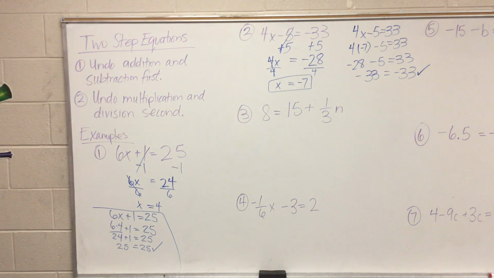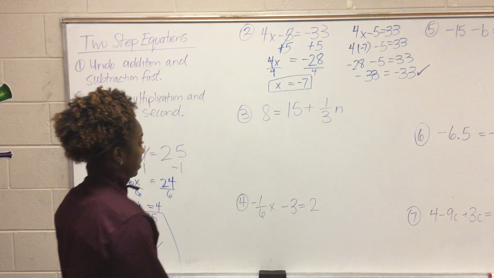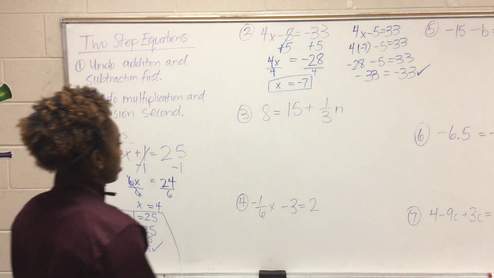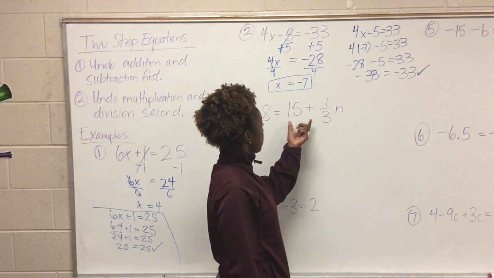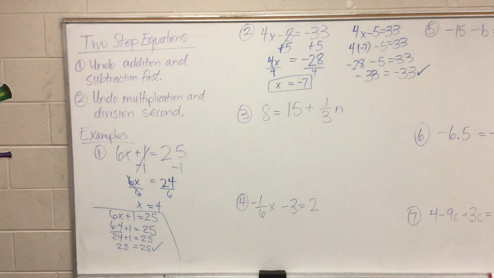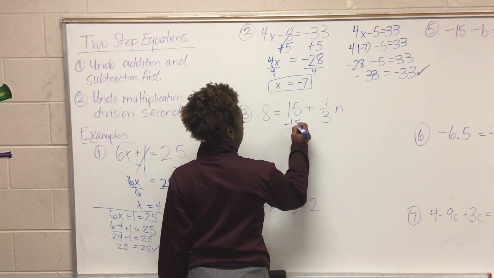Alright, number 3. We have 8 equals 15 plus 1/3 n. Yes, I know you see the fraction as a coefficient, but we still do the same thing. So here, we have 8 equals 15 plus 1/3 n. Alright, so what is happening to this 15 and this variable? It is being added. So we want to do the opposite and subtract 15 on both sides.